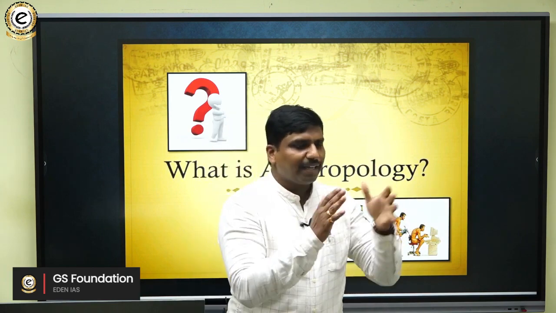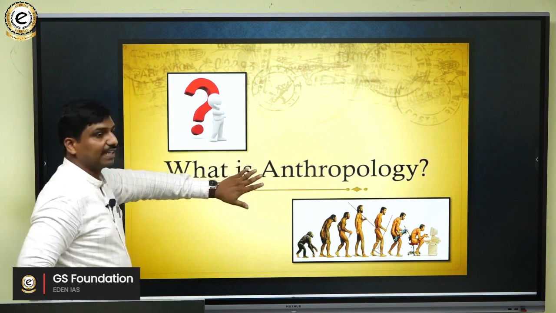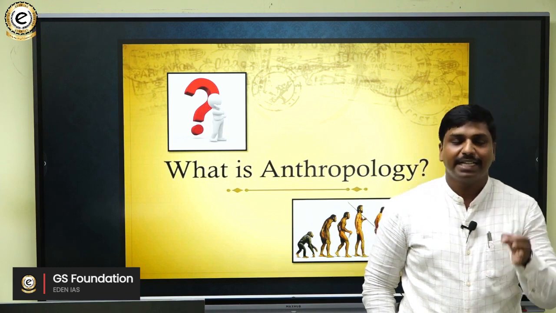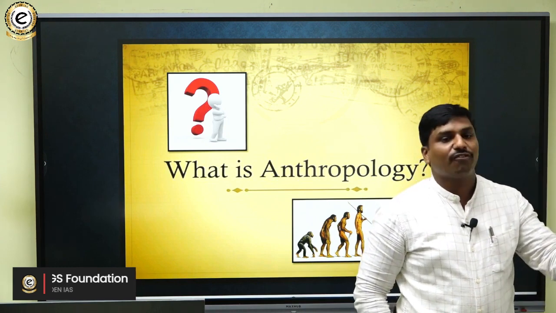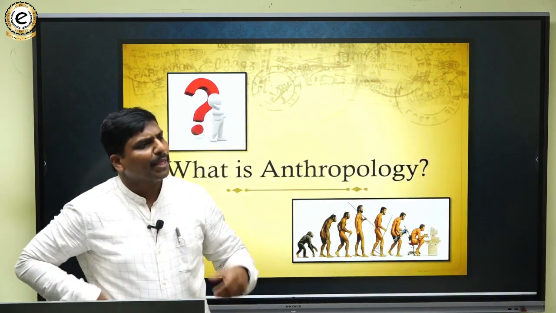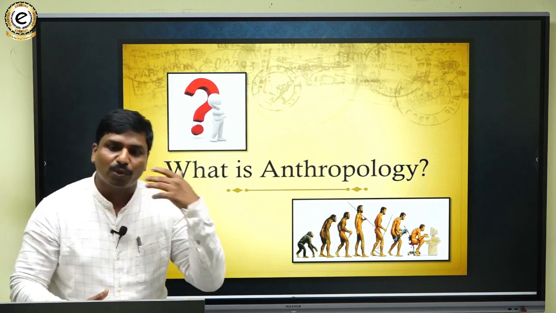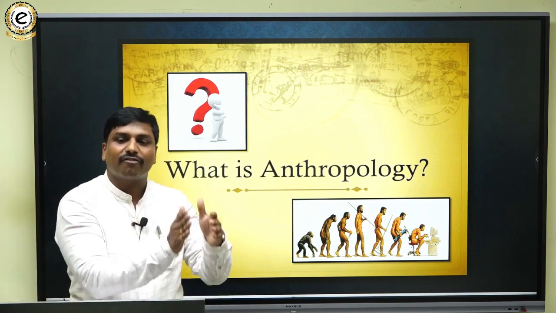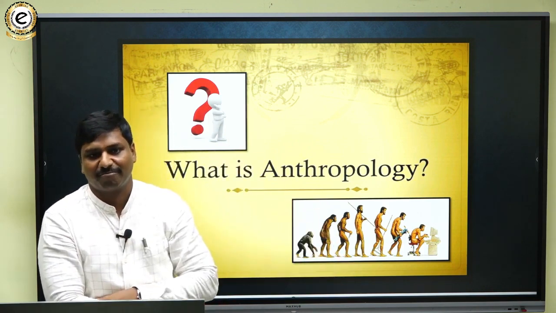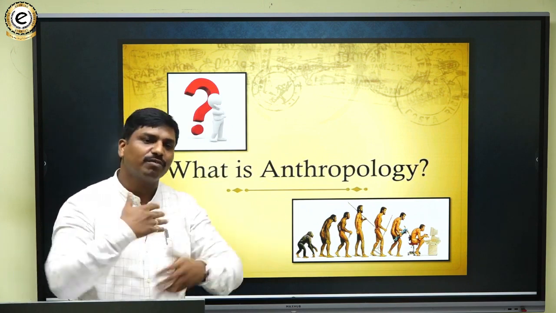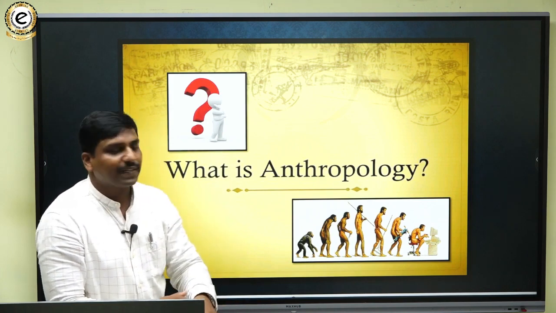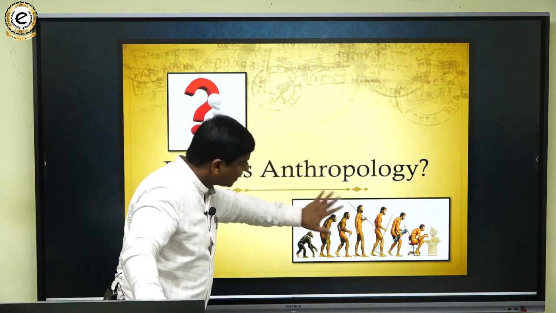Okay, so if we want to answer the question, what is anthropology? Anthropology, in simple manner, is a systematic study of man and his activities. Systematic study of man, in the sense that we will try to study everything about humans. That means from the origin of human beings as a species to the present situation, and whatever is happening in society, we will be reading in anthropology. Okay, that is one thing. So in a very simple manner, anthropology refers simply to the study of man.